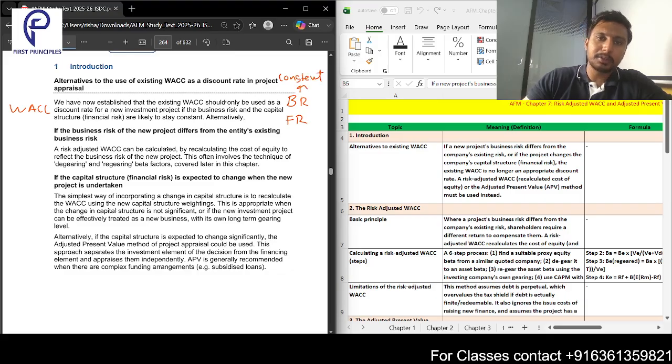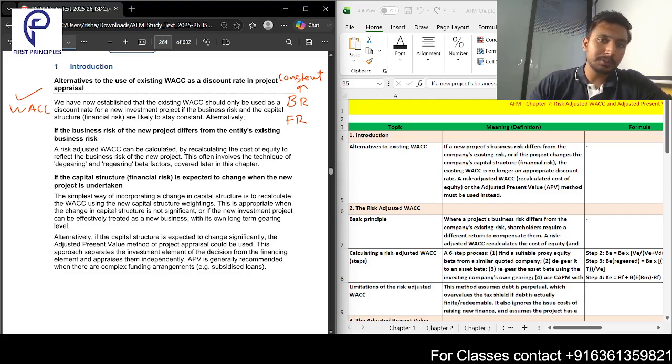When that is the case, you can use the existing WACC, no problem with that. But if the business risk in the new project differs from the entity's existing business risk, then a risk-adjusted WACC can be calculated.